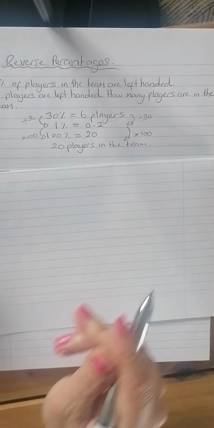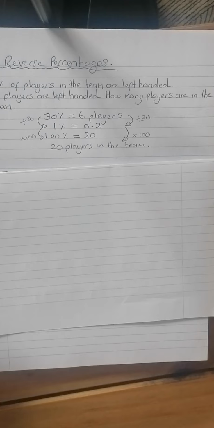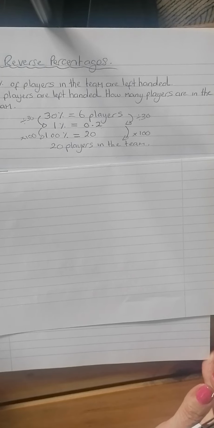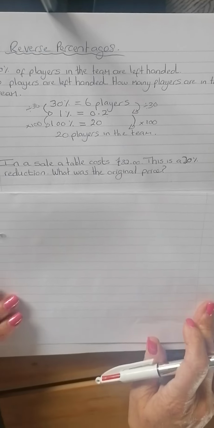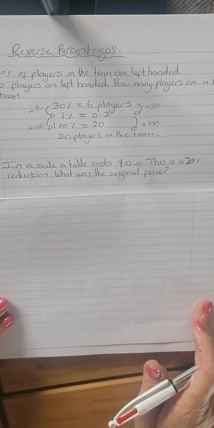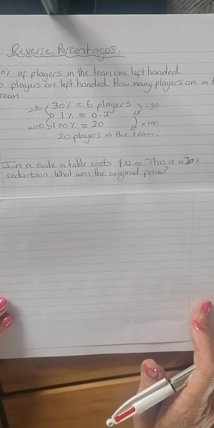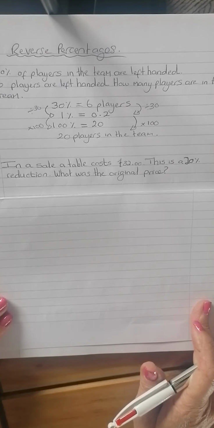And like I said, it's really important that you read the question and understand what the question is telling you. So let's try another one. Still reverse percentages. So in a sale, a table cost £32. This is a 20% reduction. What was the original price?